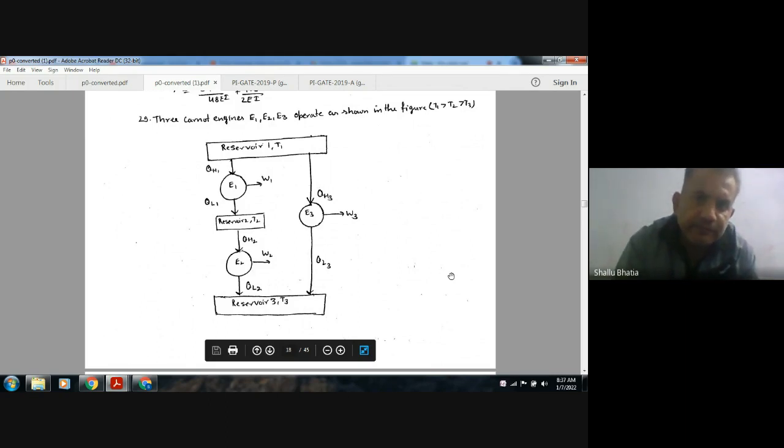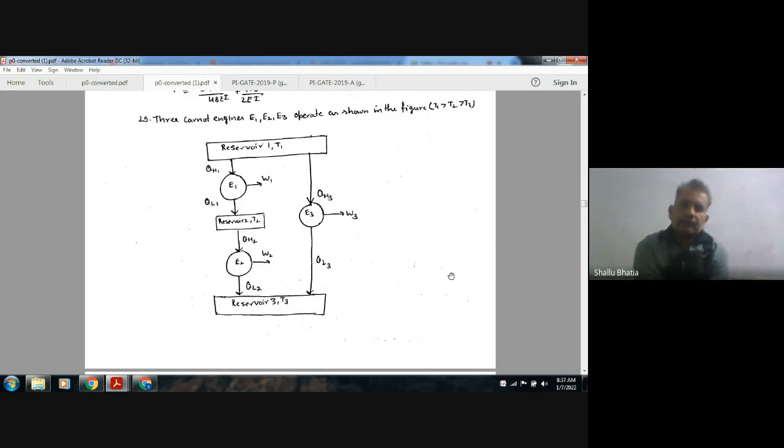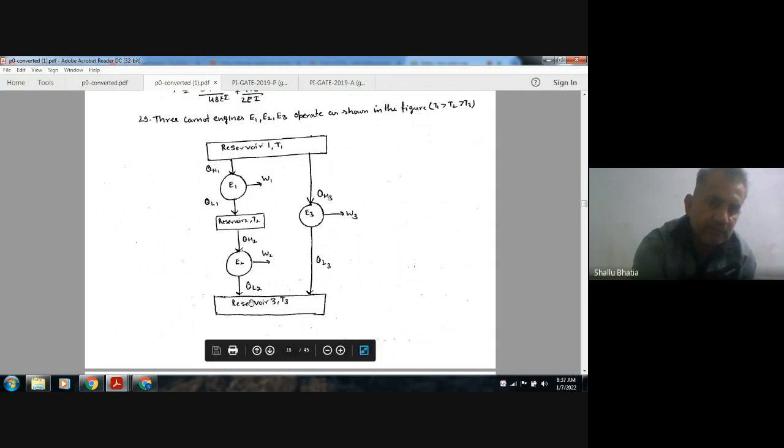Three Carnot engines E1, E2 and E3 operate as shown in the figure. T1 is greater than T2 is greater than T3. This is reservoir 1, with W1, QH1, QL1. This is reservoir 2, with QH2 and QL2. Then reservoir 3, which is at T1 and supplying QL3 and W3.